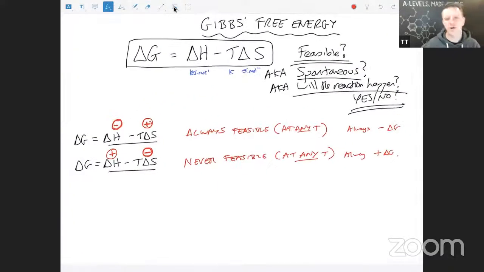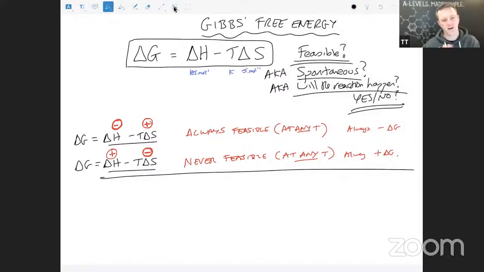Now, there are two other ways of thinking about this. The third way, let's do a line under there. So that's where we've got a positive, a minus and a minus and a plus and a minus.